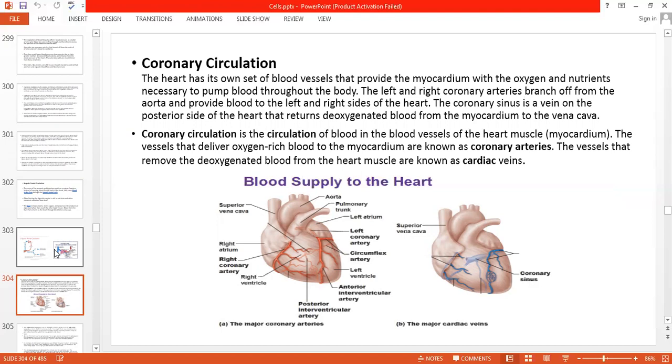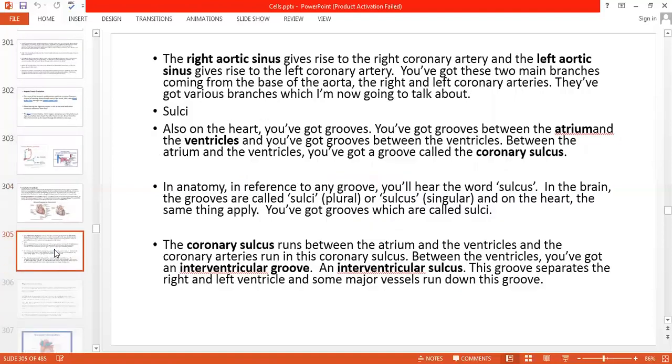Coronary circulation is the circulation of the blood in the blood vessels of the heart muscle, the myocardium. The vessels that deliver oxygen-rich blood to the myocardium are known as the coronary arteries. So what do we call them? Coronary arteries. Coronary arteries are those arteries which supply blood to the heart muscles, meaning the myocardium. The vessels that remove the deoxygenated blood from the heart muscle are known as cardiac veins. The figure is there. You can go through this figure.